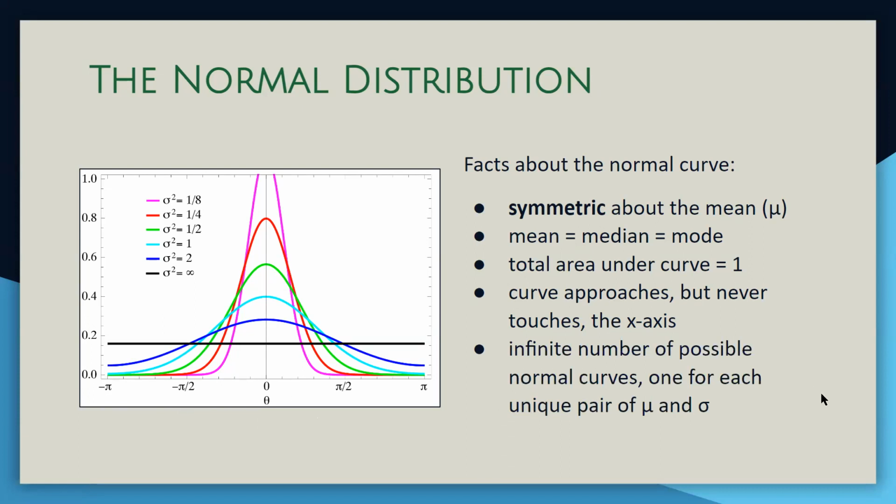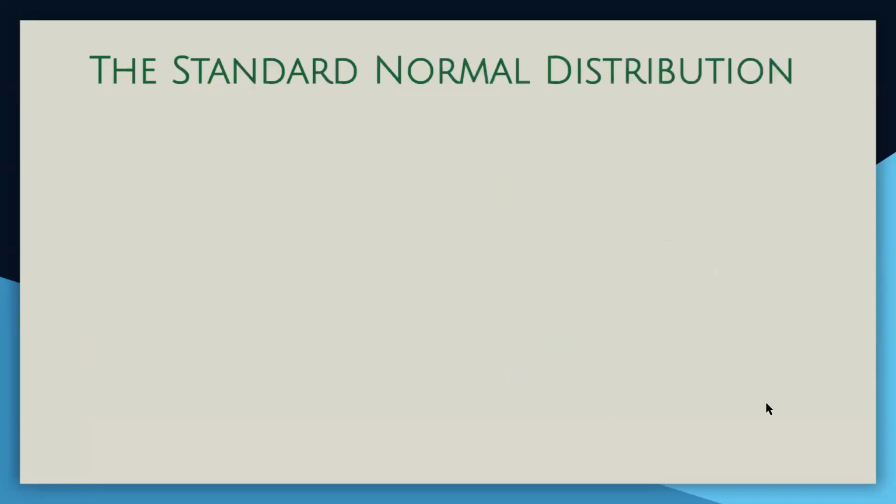There's also an infinite number of possible normal curves, one for each unique pair of mean and standard deviation. So this picture shows a whole bunch of different normal curves that have the same mean, but different standard deviations. And there's an infinite number of standard deviations. And then we can take that set of infinite bell curves and shift them left or right, moving their mean. So an infinite number of possible curves. That infinite number of possible curves posed some problems to mathematicians who didn't have access to TI-84s and computers.